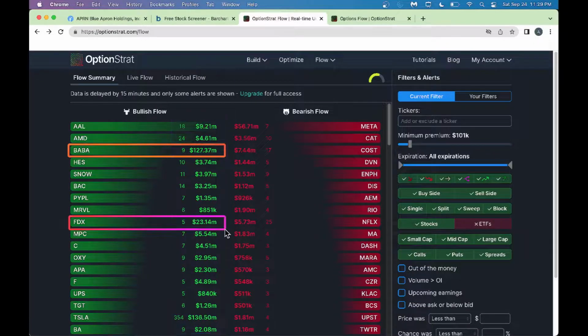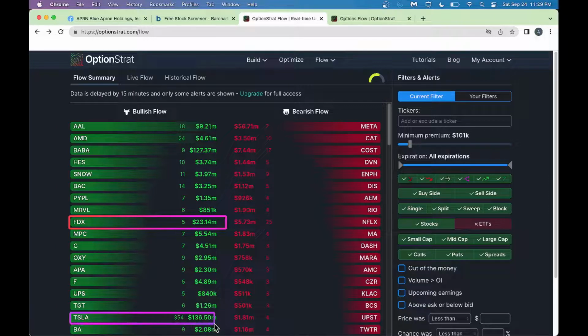FedEx, even though it's down big time, look what's going on here. Folks are placing bullish bets on FedEx. And we got a few more here. Look, Tesla is always a big one here, 136 million here. That's a nice option flow here. Money is flowing into Tesla also. So this will give a good idea to you to see what's going on.